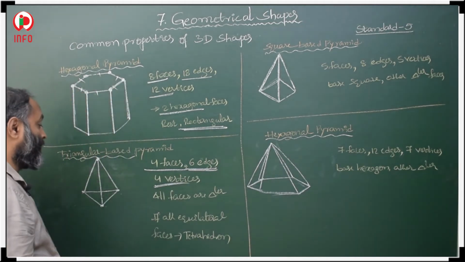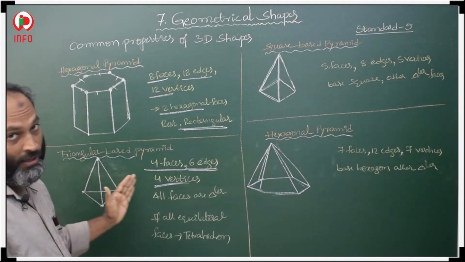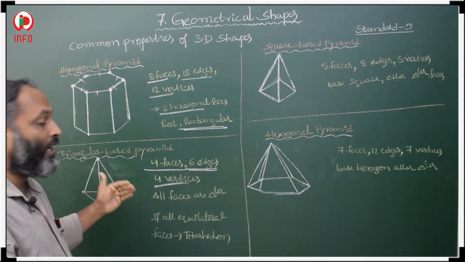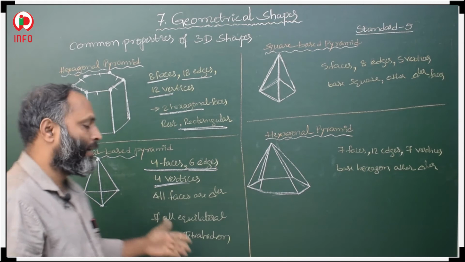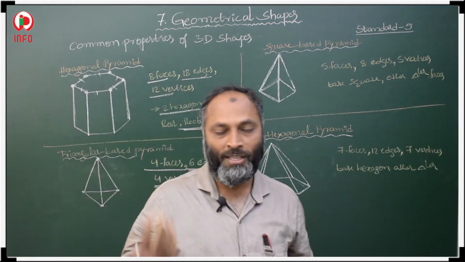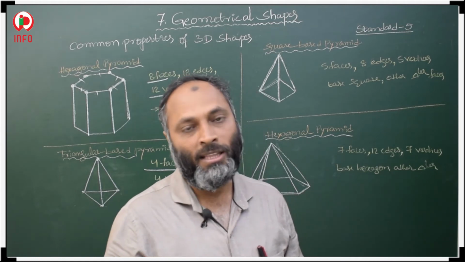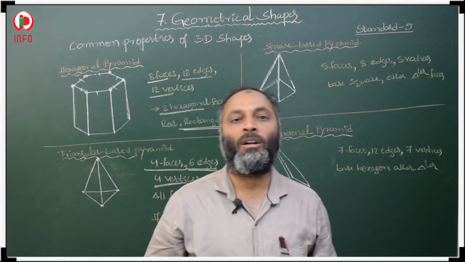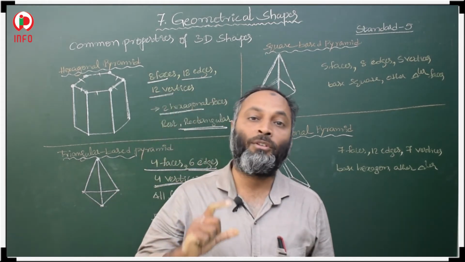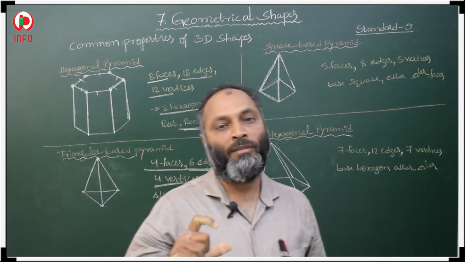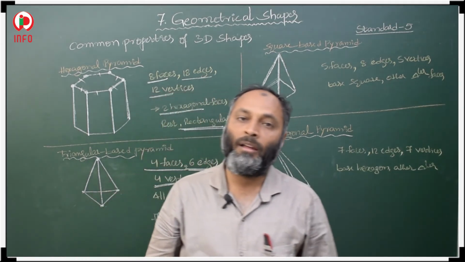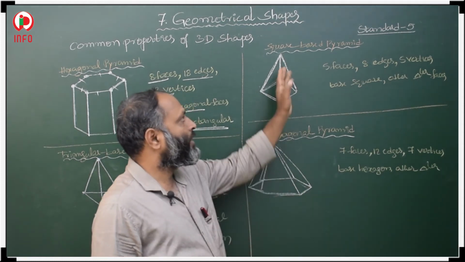Okay. Then after that, if all faces are triangles, so that is a triangular pyramid. If all the four faces are equilateral, then that pyramid is called a tetrahedron. Tetrahedron. Now the next, square based pyramid.